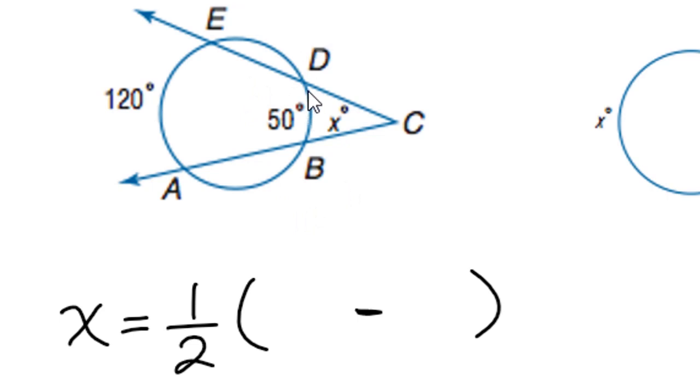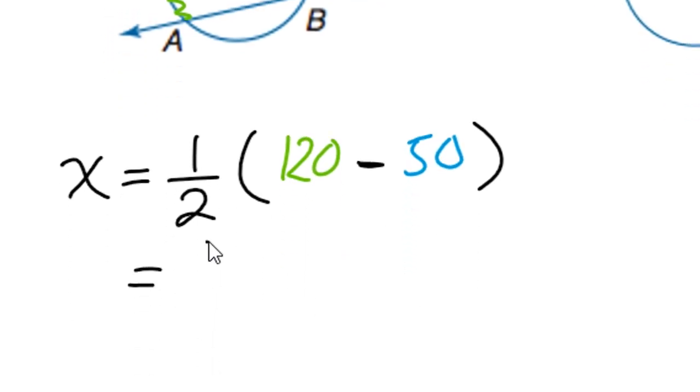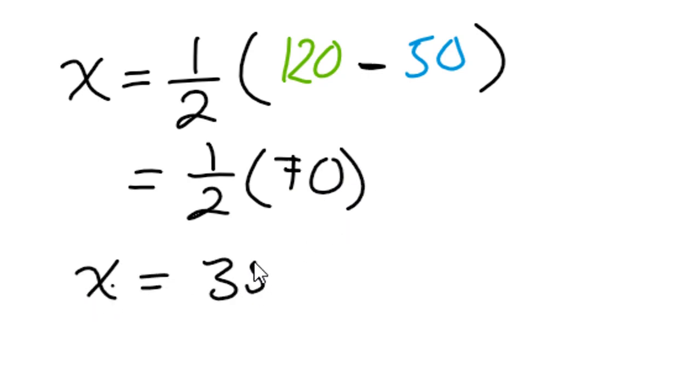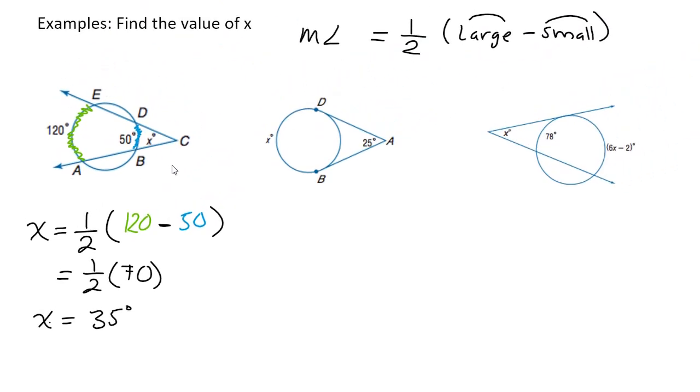So the small arc is going to be this one, and the large arc is going to be this one over here. So again, just to make sure that you have a positive difference, start with the large arc, so 120, and then the small arc is 50. So that means that the value of x is going to be equal to 1/2 (120 minus 50), that is going to be 70. So that means that the value of x is going to be 35 degrees because that is an angle. For the second one, we have the 2 tangents.